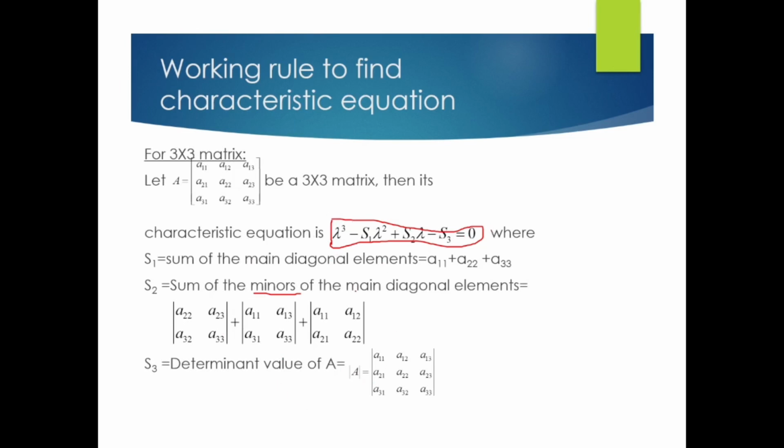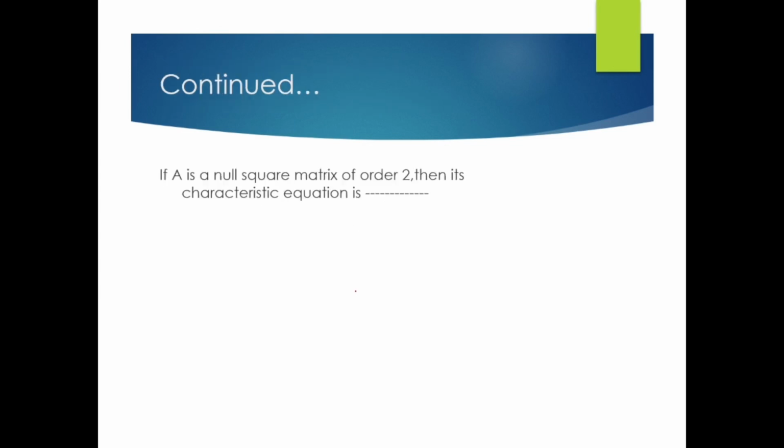If A is a null matrix of order 2, just imagine the matrix A is a null square matrix, you all know what a null square matrix is, then what will be its characteristic equation? Its characteristic equation is lambda squared equal to 0.